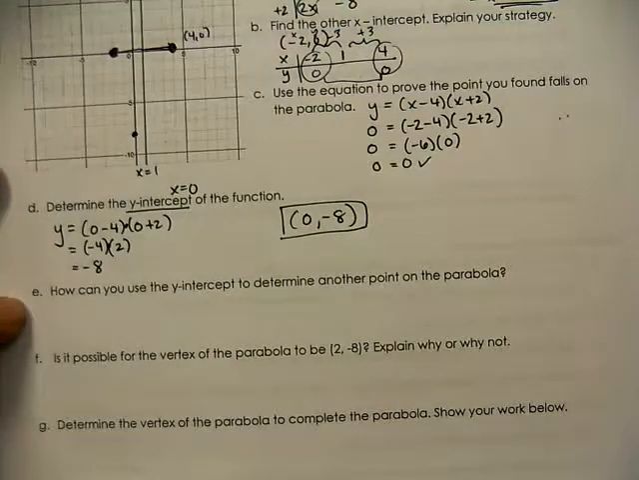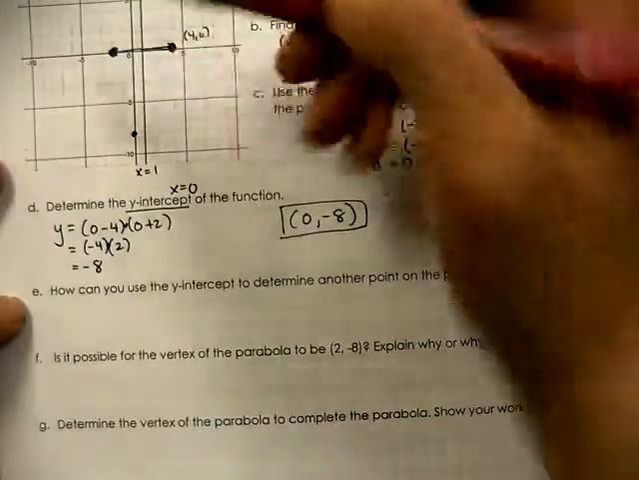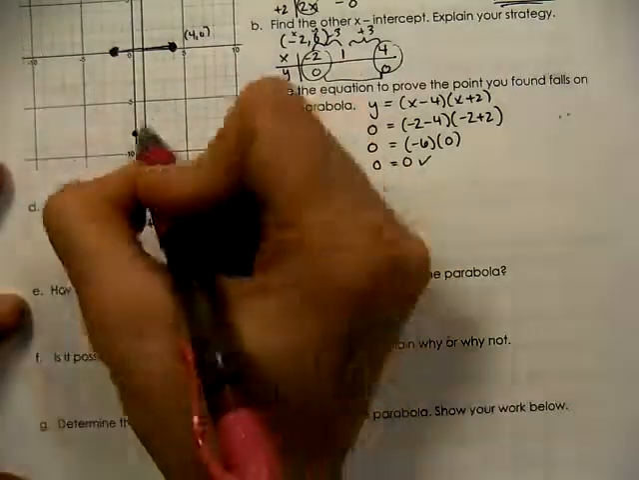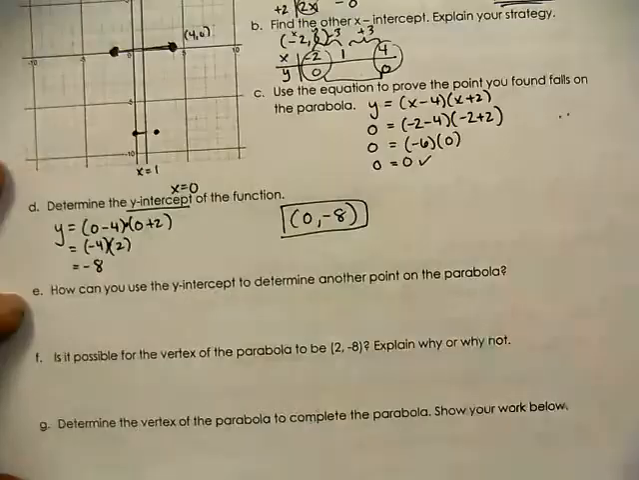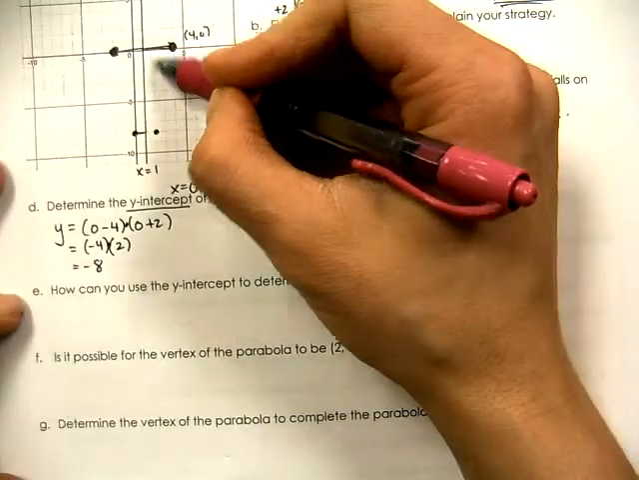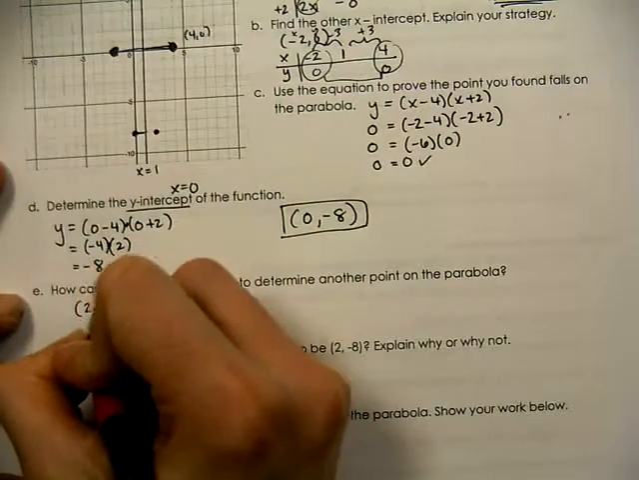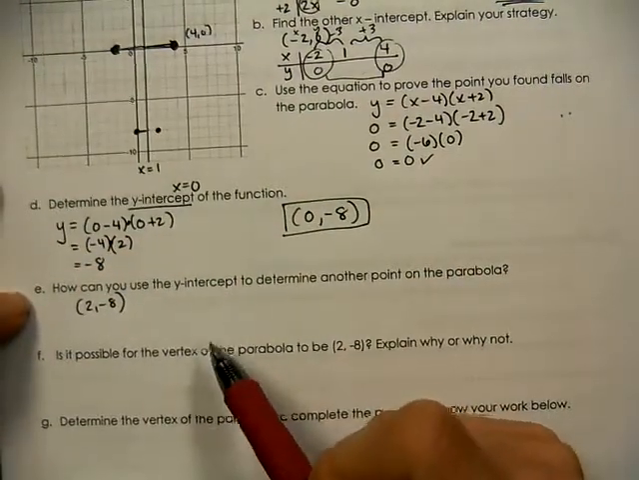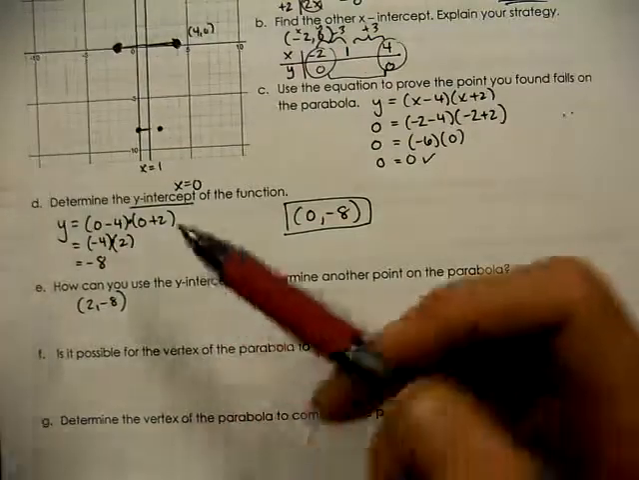So then part E says, how can you use the y-intercept to find another point on the parabola? Well, if we just look at the graph again, that y-intercept is 1 unit to the left. So to get another point, I could go 1 unit to the right to keep that symmetry, and that would be the point 2, -8. Again, if it asks you how can you use it, I'd look for a sentence explanation if I was asking this on a quiz or test.